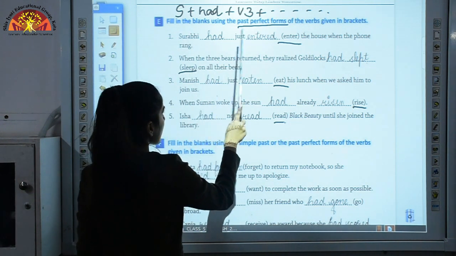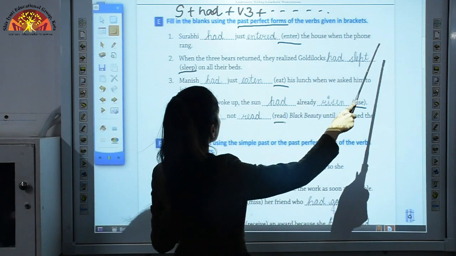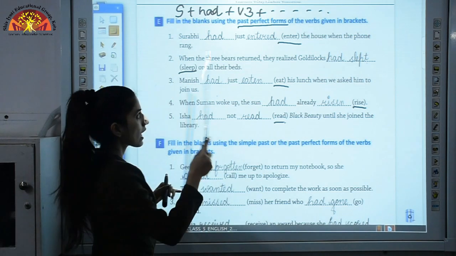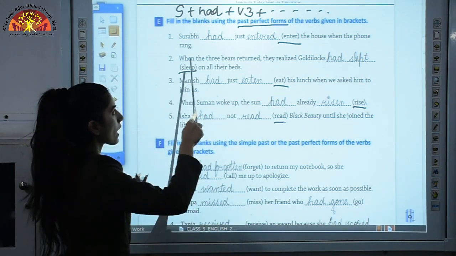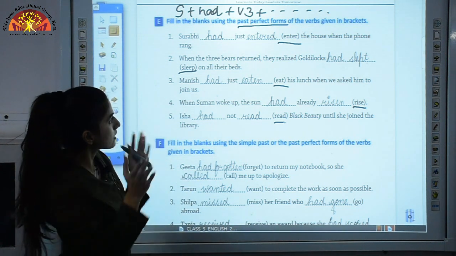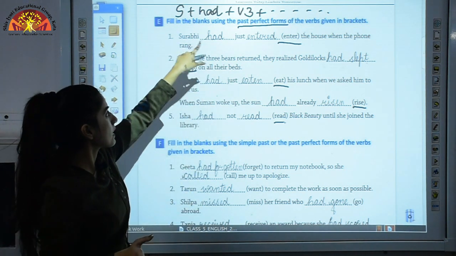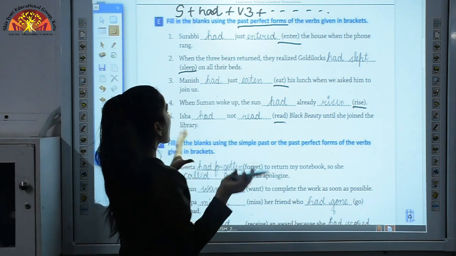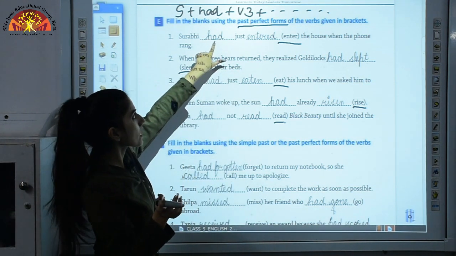Surbhi dash just dash the house when the phone rang. Okay, so what action took place first when the phone rang? This is in simple past. Because this action has been done after Surbhi had entered the house. So we have to fill in the first blank, we have to write had.